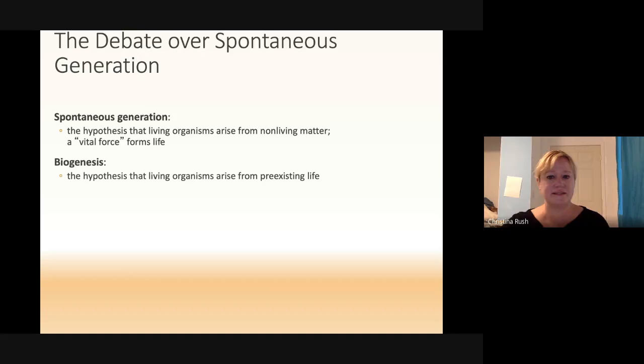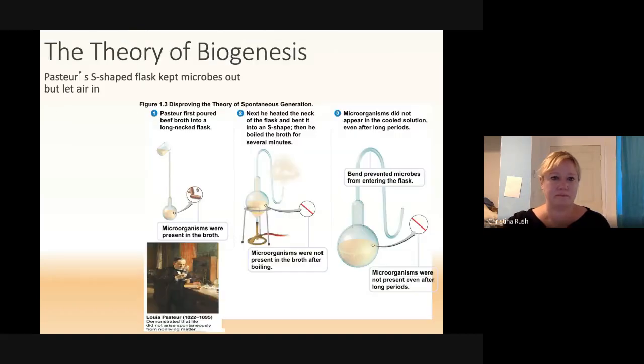Now, biogenesis is the cell theory, which is the hypothesis that living organisms arise from pre-existing life. So obviously, biogenesis is the correct theory. Well, not theory. It is correct. Spontaneous generation is not correct. But again, we're looking at what people could even observe. So how could this be proven?